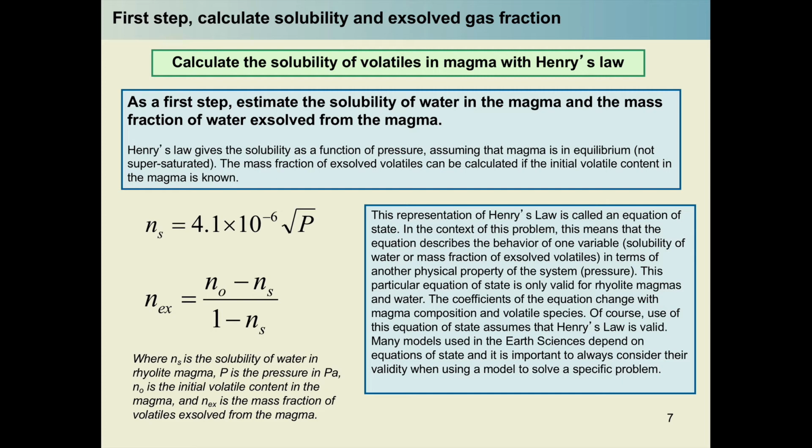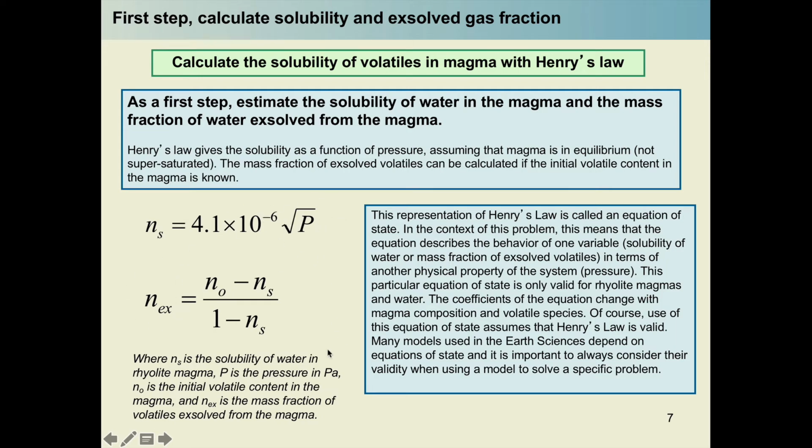So Henry's law, again, gives the solubility as a function of pressure, assuming that the magma is in equilibrium. So that means that there's no funny business going on. All of the water that's in there is going to perfectly go into the bubbles along the pressure curve as determined by Henry's law. So the mass fraction of exsolved volatiles can be calculated if you know the initial volatile content in the magma. So in this case, we have N_s, which is the solubility of water in a rhyolite magma, and it's going to be 4.1 times 10 to the minus 6, which is your K constant, times the square root of pressure.